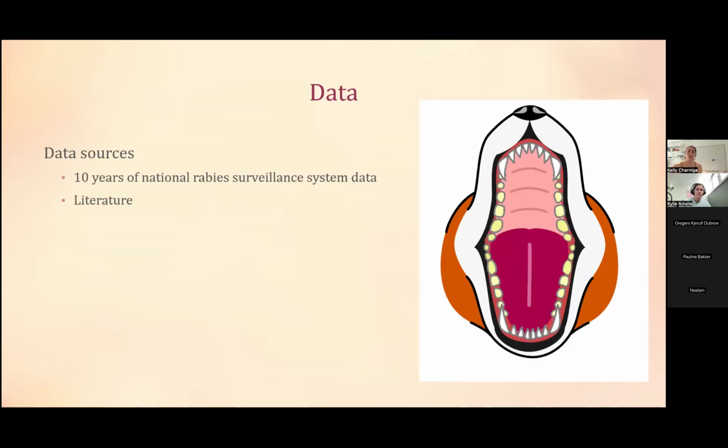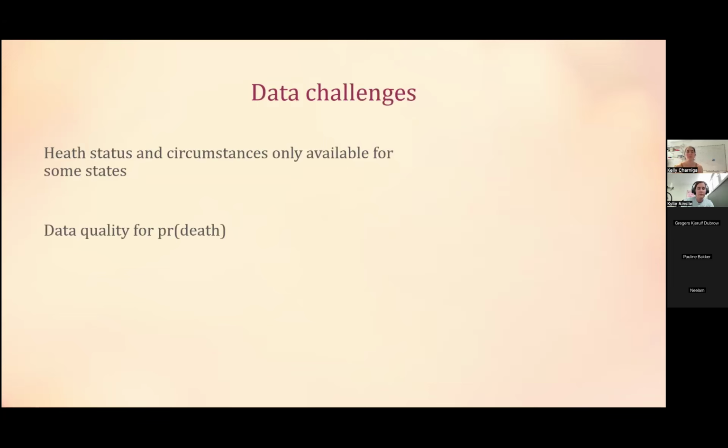Okay, so for data, we used 10 years of national rabies surveillance system data in the US. This is a million data points. So we have a million animals that have been tested in that amount of time. So that's a huge amount of data. And then the literature for the other aspects that weren't captured in the data. So while we have a lot of data, it's only certain variables. It's actually only like 6 that have to be reported.